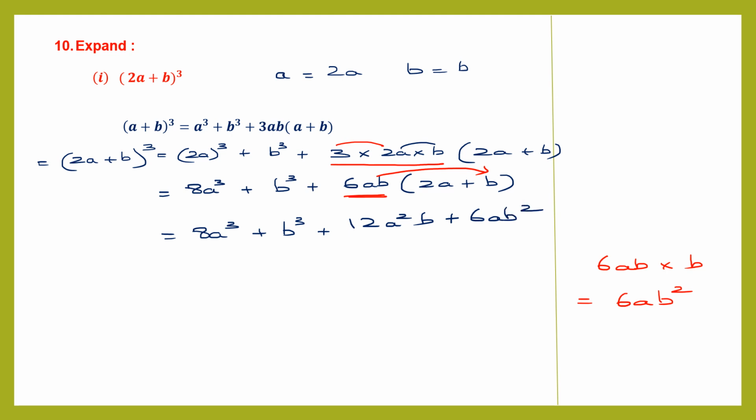Now there are no like terms. So this is our final answer. Okay. So the final answer is 8a cubed plus b cubed plus 12a square b plus 6ab square. Now even if you use the other formula, it's easy. You just have to substitute. Wherever you have a, you must put 2a. Wherever you have b, you have to put b itself.